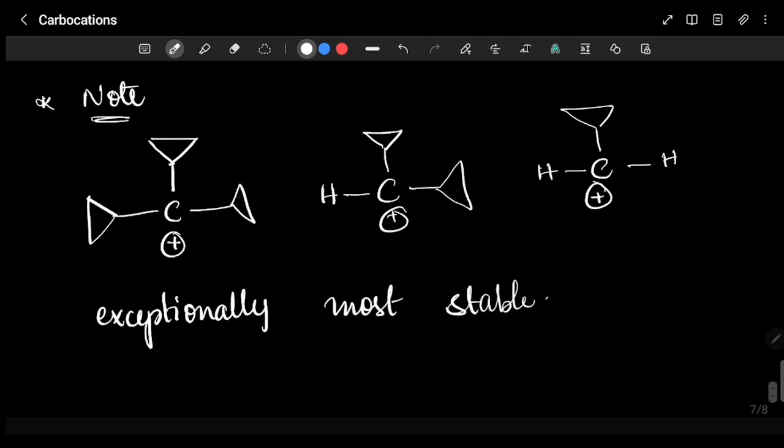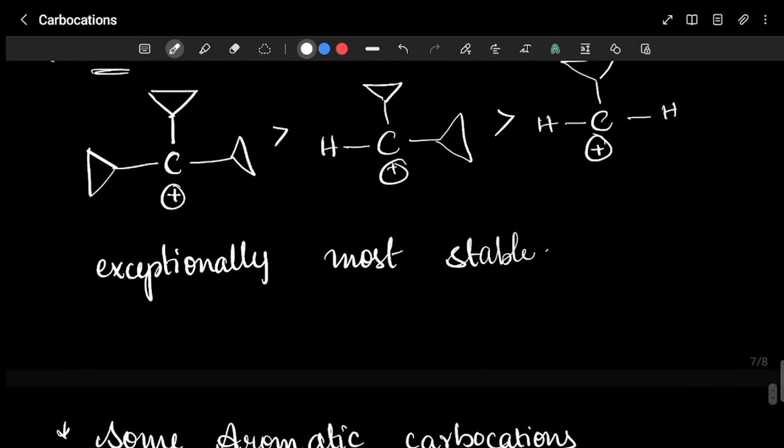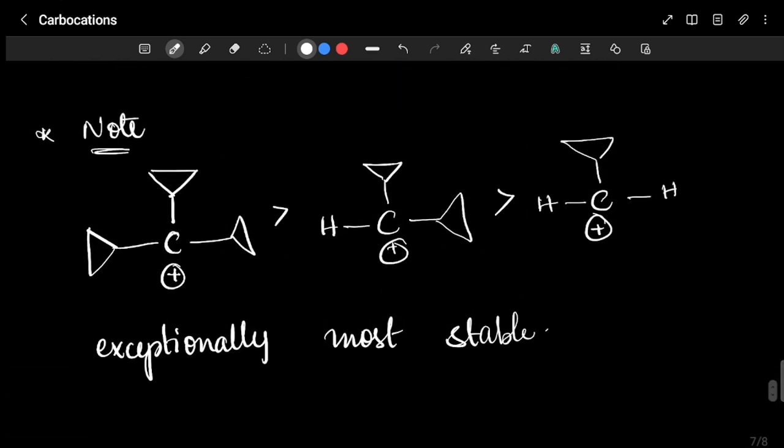Now, note here, this kind of carbocation means you have three cyclopropanes like this. So here there is an effect called dancing resonance. That is why these are exceptionally more stable than benzyl carbocations. This is a factual point we have to remember. The reason is dancing resonance.